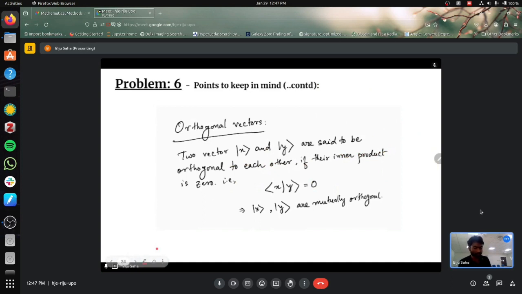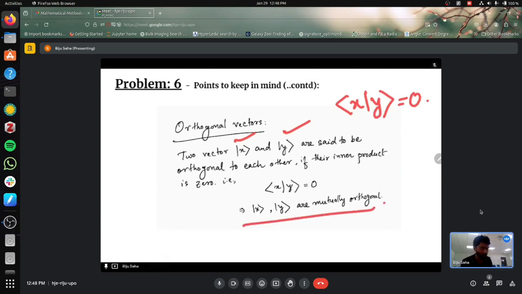Now the concept of orthogonal vectors. You must have learned about something called the scalar product. If the scalar product, or the inner product, of the two vectors x and y turns out to be 0, then we say that the vectors x and y are mutually orthogonal. So that is what is meant by orthogonal vectors.